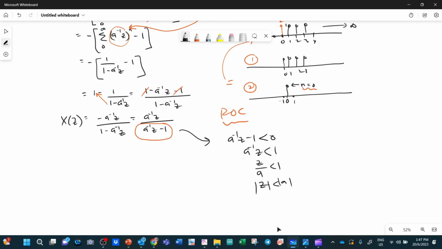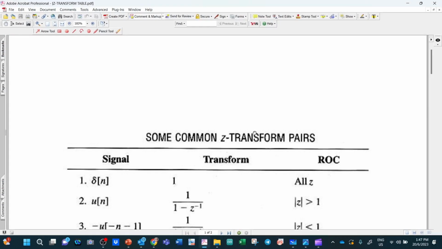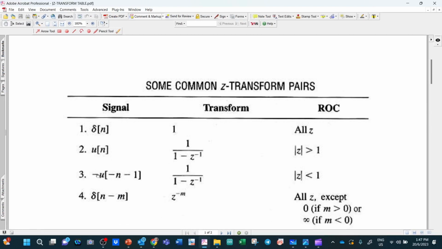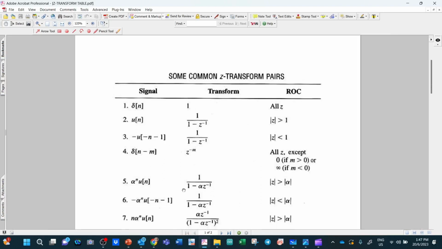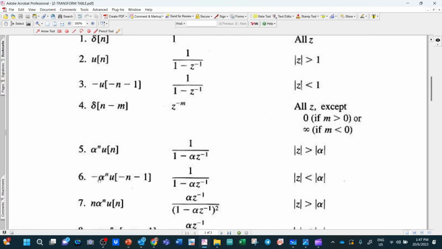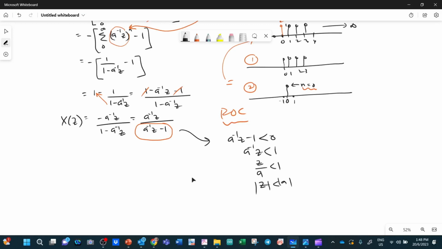If you refer to the table of Fourier transform, you can see that what we did was this signal number 3. You have minus u n minus 1, whereby you have just now the alpha value, the a value. So you can see that when we derive it, the ROC is z less than a value. You can refer to 3 or 6, it's the same thing. Minus alpha n, u minus n minus 1. So you have z less than a value.